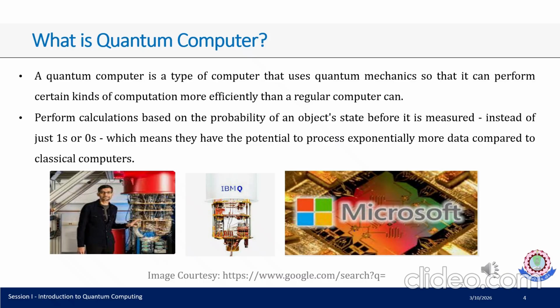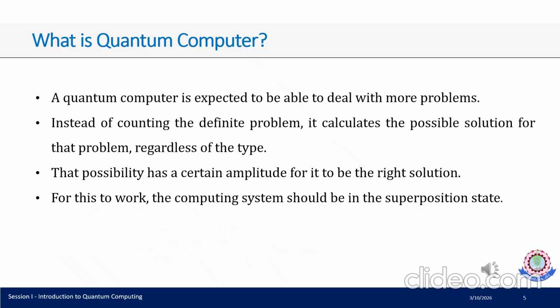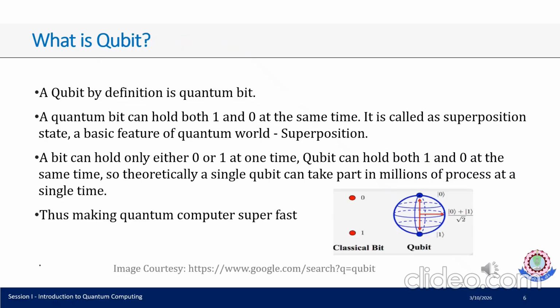Classical computers will always have zeros and ones as output. But when it comes to quantum computing, the bit we deal with in quantum computers is none other than the qubit. So it is expected to deal with more problems. Instead of computing one definite answer, this computer calculates the possible solutions for a problem. Each possibility has a certain amplitude for it to be the right solution. For this to work, the computing system should be in a superposition state.